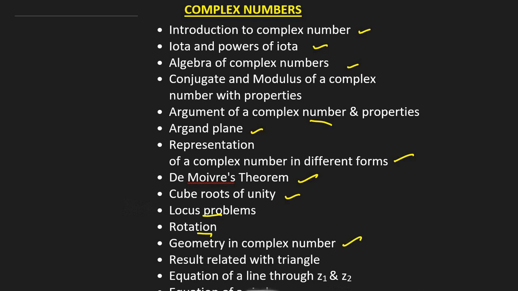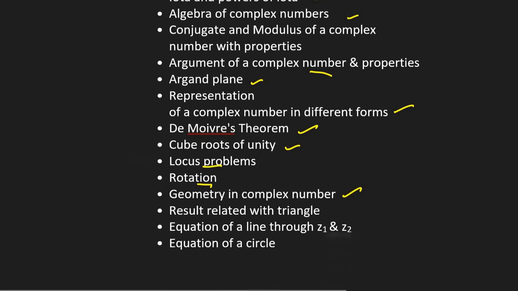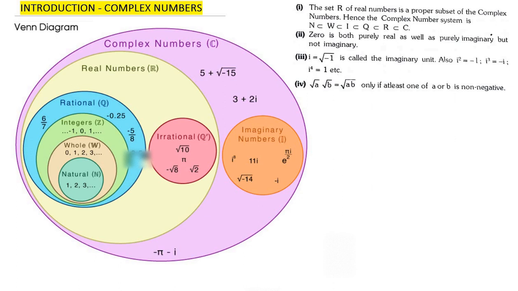complex numbers, results related with the triangle, then equation of a line through the points Z1 and Z2 and equation of a circle. Now in this Venn diagram we see the set of all natural numbers. What are natural numbers? Numbers 1, 2, 3 etc. This infinite set is contained in the set of all whole numbers. Whole numbers are numbers 0, 1, 2, 3 etc.